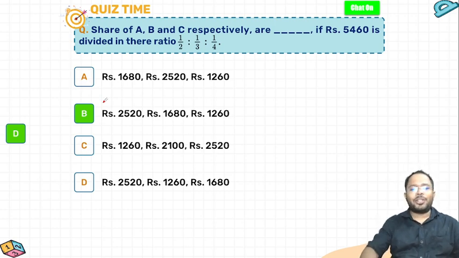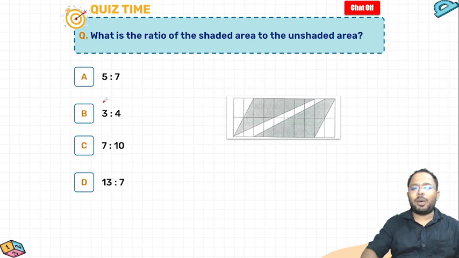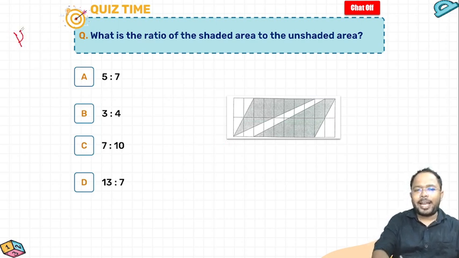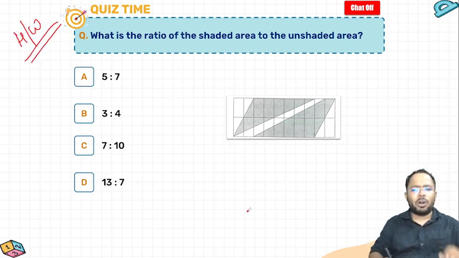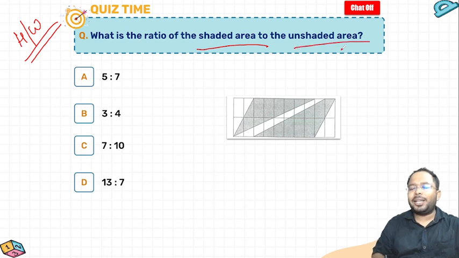So the next question I am giving you as homework. I will see on the chat box who is the first one to get the right answer. Try your level best to solve it. Tell me from this figure on the chat box what is the ratio of the shaded area to the unshaded area.